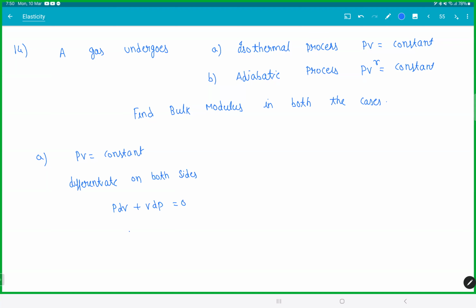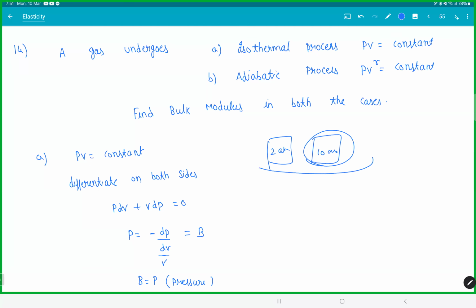Arrange the terms here. So you will get P is equal to minus dP by dV by V, which is nothing but bulk modulus. That's it. So in isothermal process, bulk modulus is nothing but pressure. What is the meaning of this? If you have a gas at 2 atmosphere pressure and a gas at 10 atmosphere pressure, the gas at 10 atmosphere pressure is 5 times more difficult to compress.